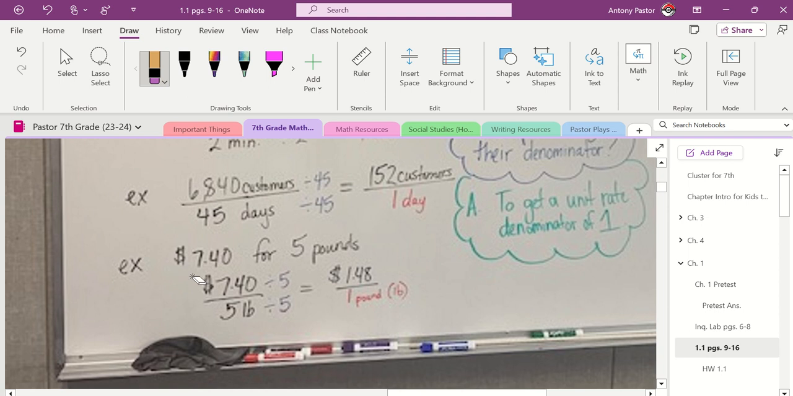So here would be another example: $7.40 for every 5 pounds. Say it's 5 pounds of trail mix, whatever it is. If we want to know how much 1 pound costs, we're going to divide both by 5 to find out what 1 pound would cost. And 1 pound would give us roughly $1.48 per pound.